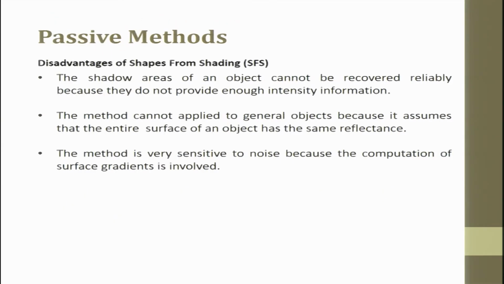So, the disadvantages of shape from shading: the shadowed area of an object cannot be recovered reliably because it does not provide enough intensity information. The method cannot be applied to general objects because it assumes that the entire surface of the object has the same reflectance. The method is very sensitive to noise because the computation of the surface gradient is involved. So, these are the disadvantages of shape from shading.